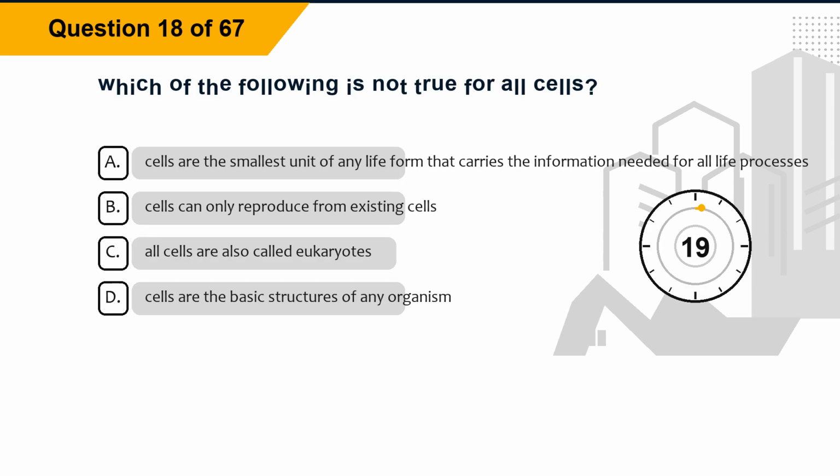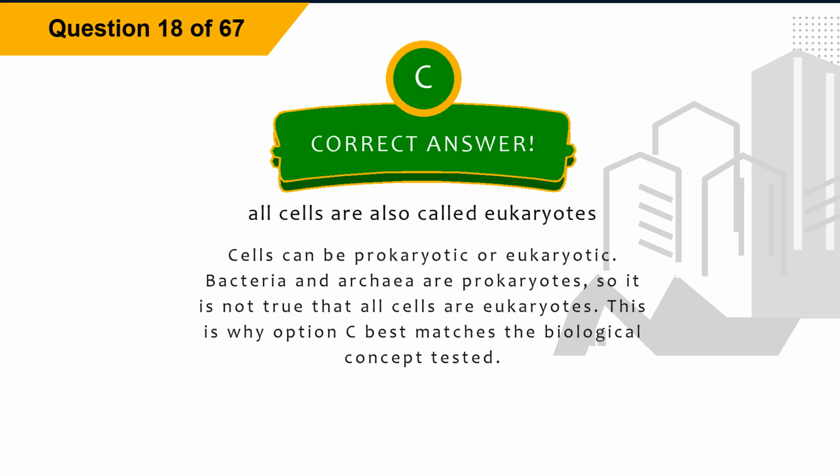Question 18. Which of the following is not true for all cells? Option A. Cells are the smallest unit of any life form that carries the information needed for all life processes. Option B. Cells can only reproduce from existing cells. Option C. All cells are also called eukaryotes. Option D. Cells are the basic structures of any organism. The correct answer is option C. All cells are also called eukaryotes.